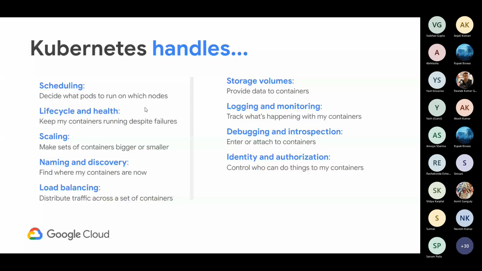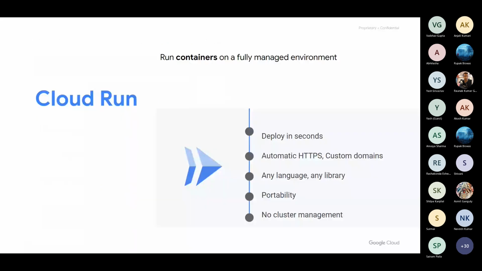Another thing we have is Cloud Run. Let's say you have a single Docker image and you just want to run the image. You don't have multiple images and you just want a single event to run. Cloud Run can do this in seconds. It will provide you an HTTPS URL so that you can access the service. It supports any language with any libraries. You don't need to worry about cluster management.